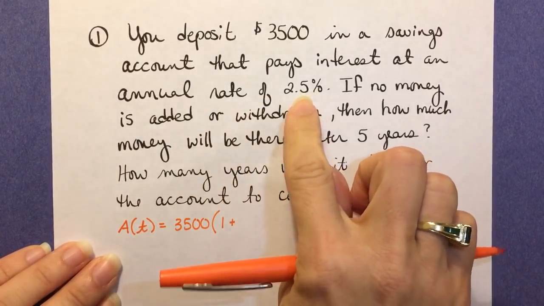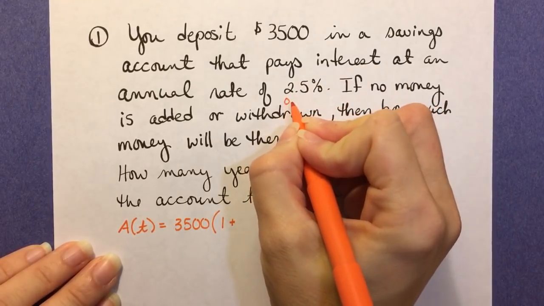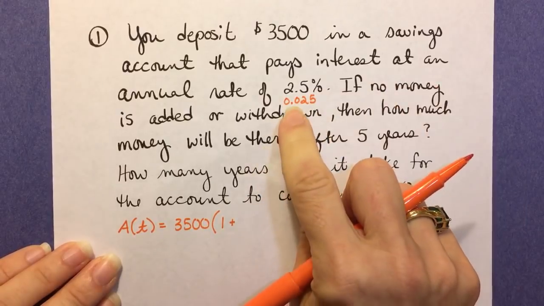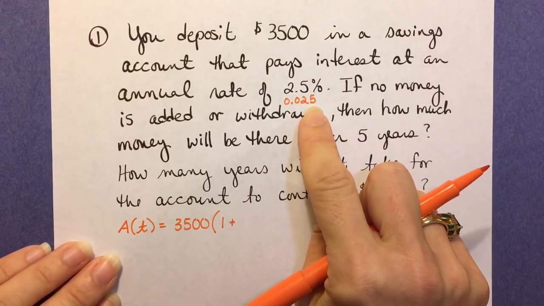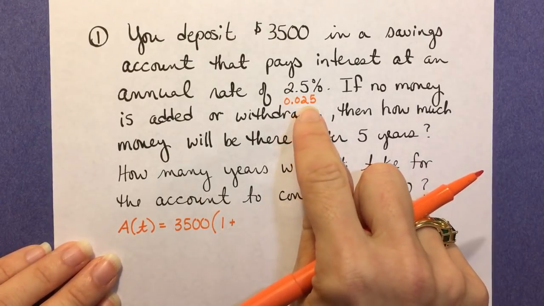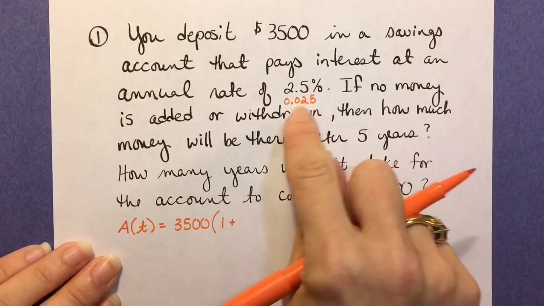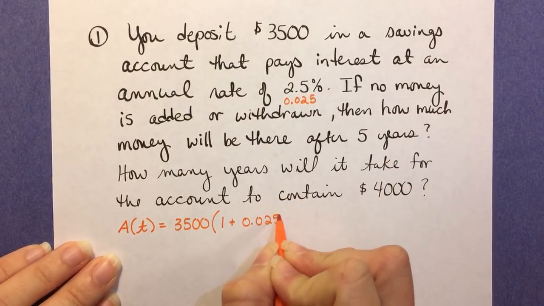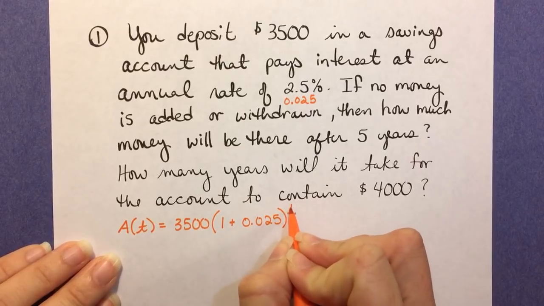Now, R is going to be your rate. You do have to change this to decimal form. So that would be 0.025. But if you're earning interest, that's an increase, okay? So that means that this is going to stay positive. And then raise this to the t power.